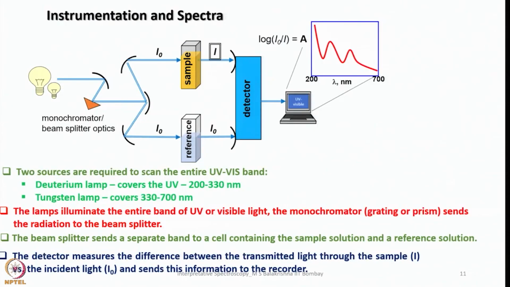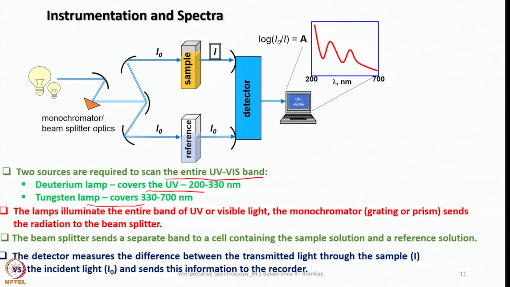Okay. This is how a typical instrument looks. Here, two sources are required to scan the entire UV visible band, because we are scanning for both UV as well as visible. The deuterium lamp covers 200 to 300 nanometer. This is for the UV region, and the tungsten lamp covers 300 to 700. This is for the visible region.